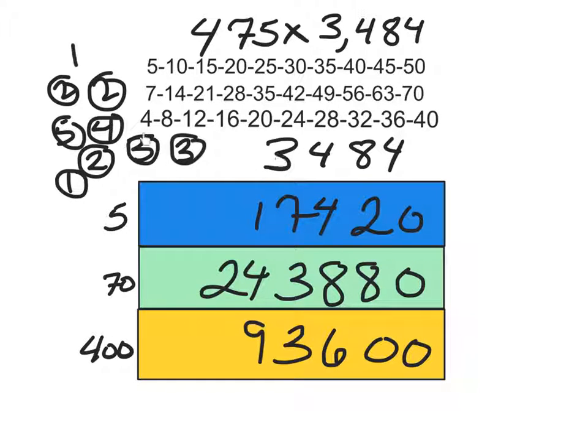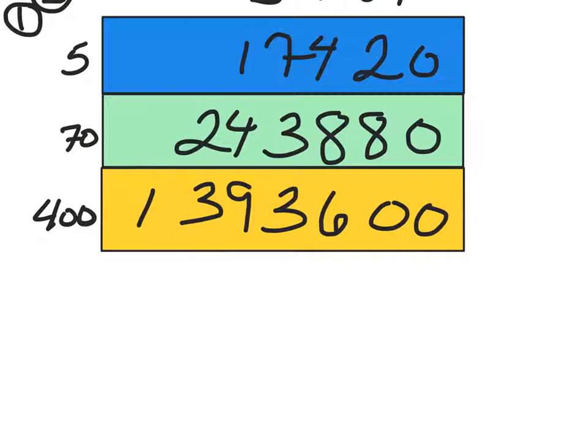4 times 3, 1, 2, 3 gives you 12. Plus this 1 here will give you 13. Oops, I want to circle that a little better. 13, drop the 3 and the 1 because we are all done with all our multiplication. Now all we have to do is add these bad boys up.